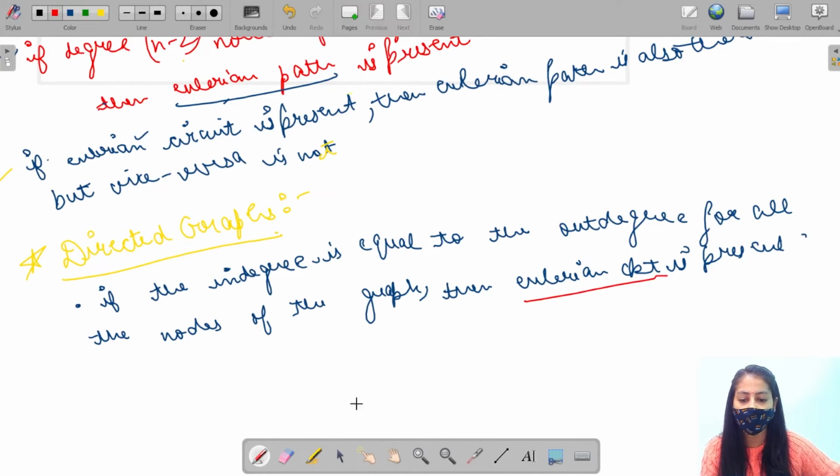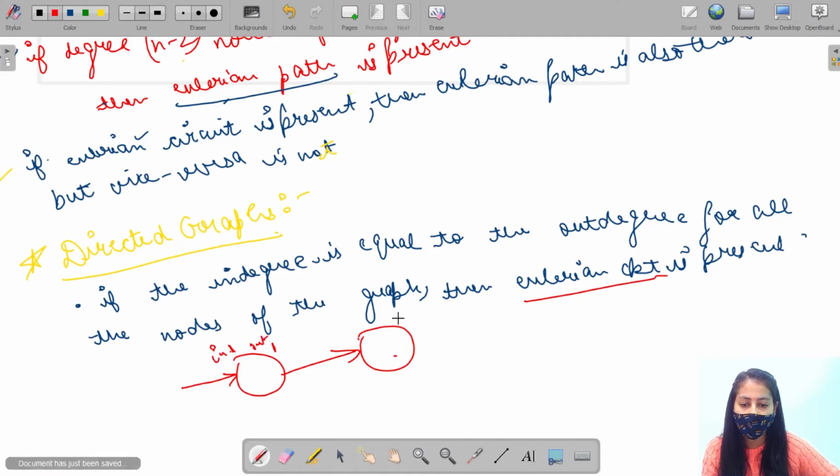In degree is when an edge is coming towards a node, right? Out degree is when an edge is going out from the node, right? So the in degree of this node is 1, the out degree of this node is 1, right? In degree is also 1, out degree is also 1, right? The in degree of this node is 1, the out degree is 0, because no edge is coming out from this node, right?